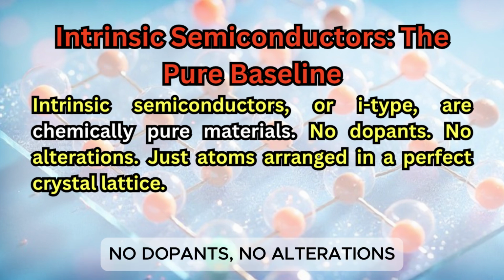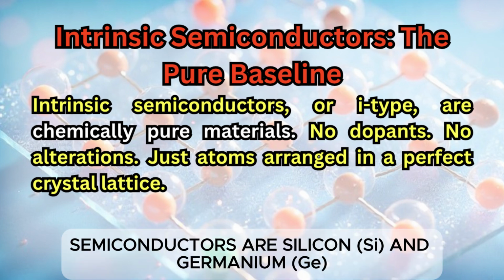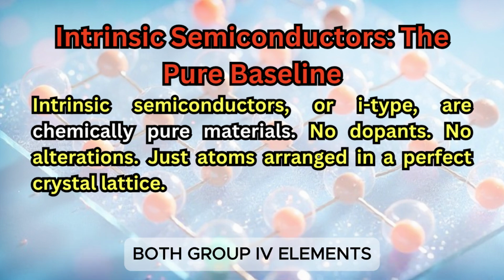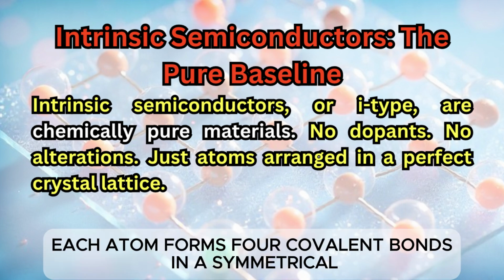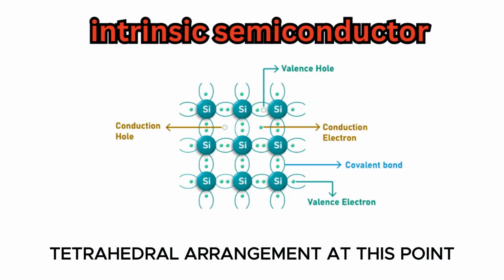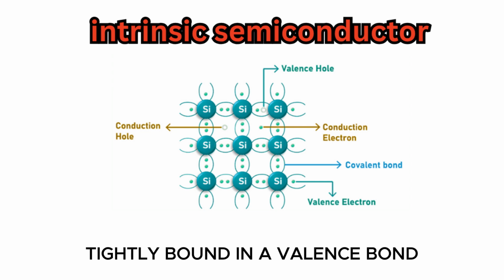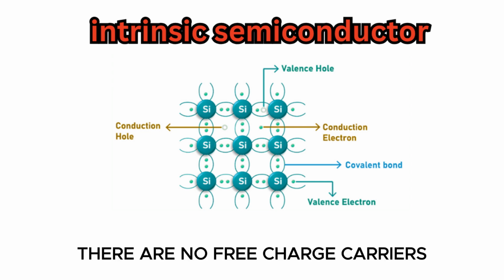No dopants, no alterations, just atoms arranged in a perfect crystal lattice. The most common intrinsic semiconductors are silicon and germanium, both group 4 elements. Each atom forms 4 covalent bonds in a symmetrical tetrahedral arrangement. At this point, every electron is accounted for, tightly bound in a valence bond. There are no free charge carriers.